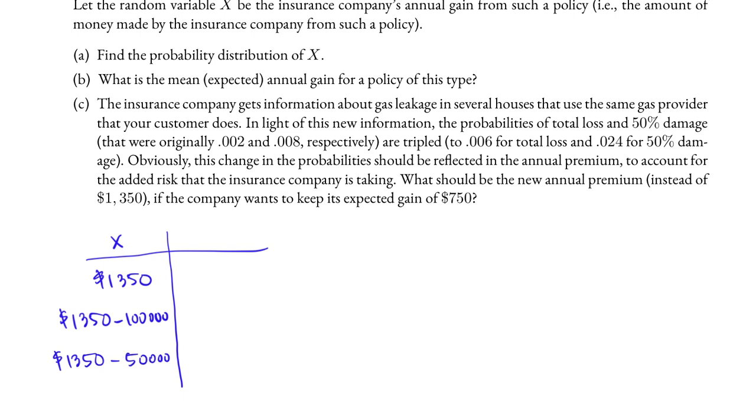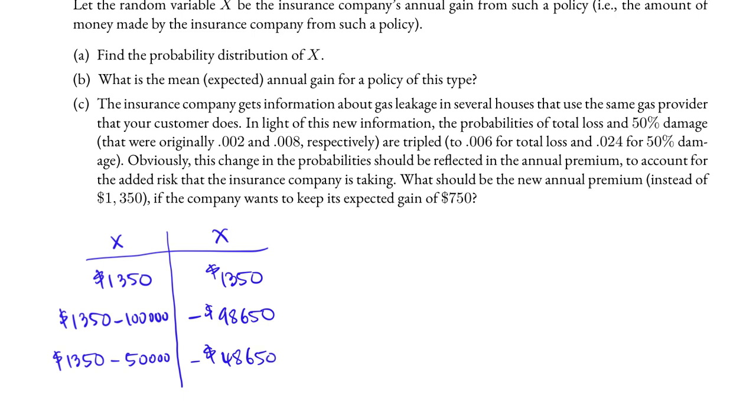Now, let's just rewrite this. The insurance would gain $1,350 if there is no damage. If there is total damage, the insurance would lose $98,650. This is 1,350 minus 100,000. And if there's a 50% loss, the insurance would lose $48,650, and that is 1,350 minus 50,000.